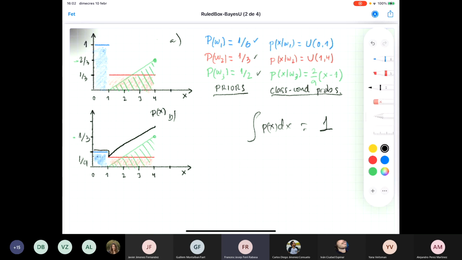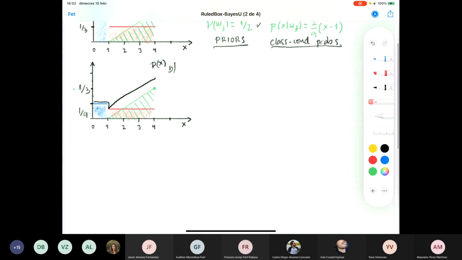Okay, now we need to compute the posteriors. To compute the posteriors, we have to divide the weighted class conditionals by the unconditional. You could plot everything in the same graph, but it's going to be a mess.